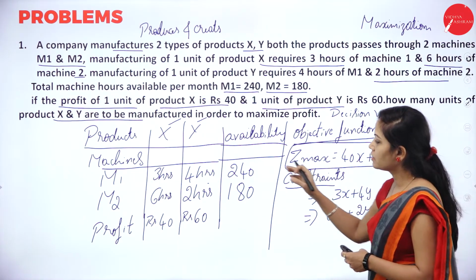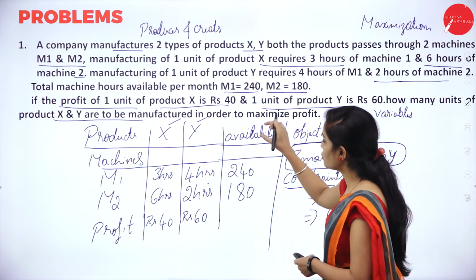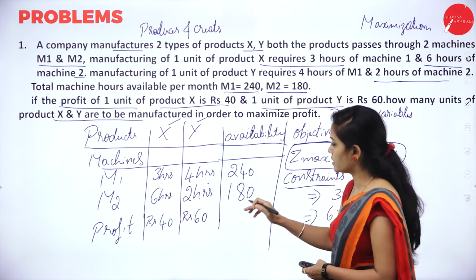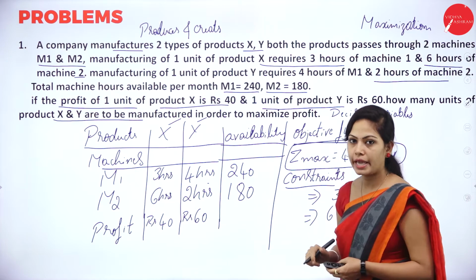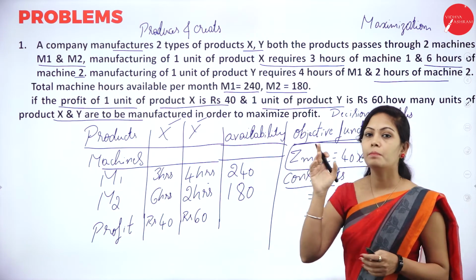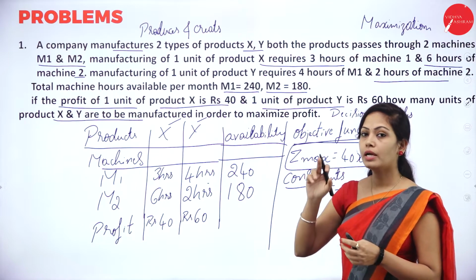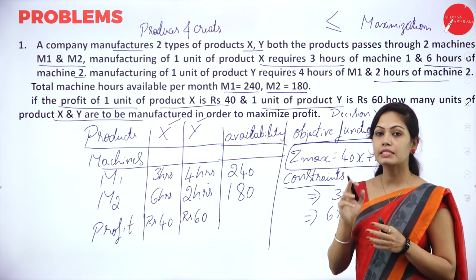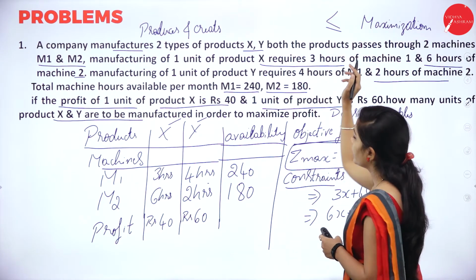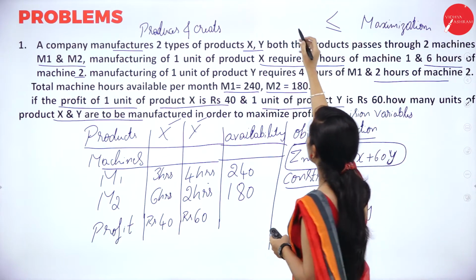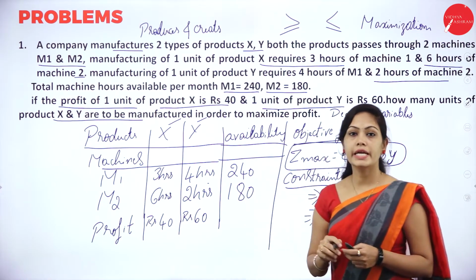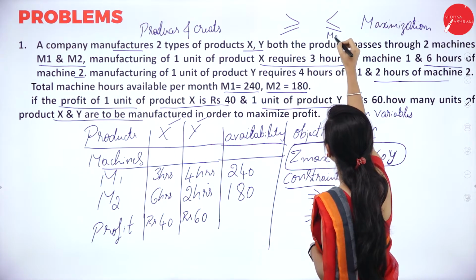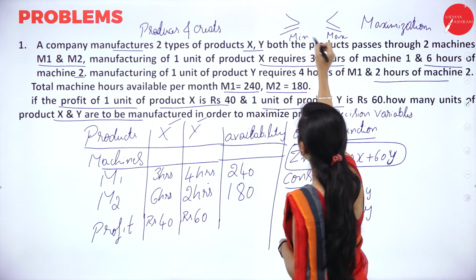After writing these constraints, you have to see the availability. The total availability per unit is 240 and 180. If you get any maximization problem, all the constraint values should be less than or equal to. If you get any minimization problem, the constraint value is restricted to greater than or equal to. Keep in mind, for maximization less than or equal to, for minimization greater than or equal to.